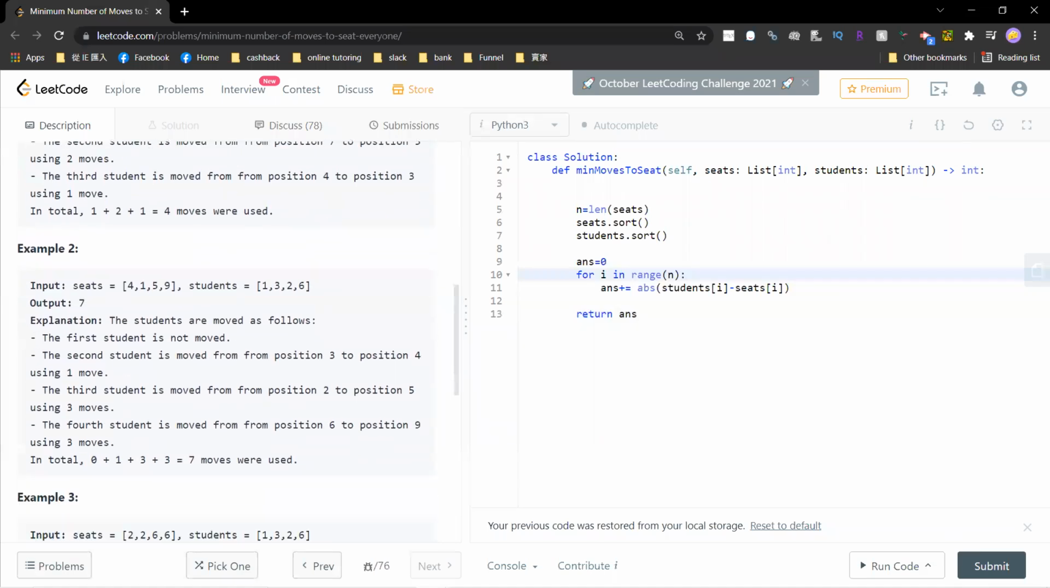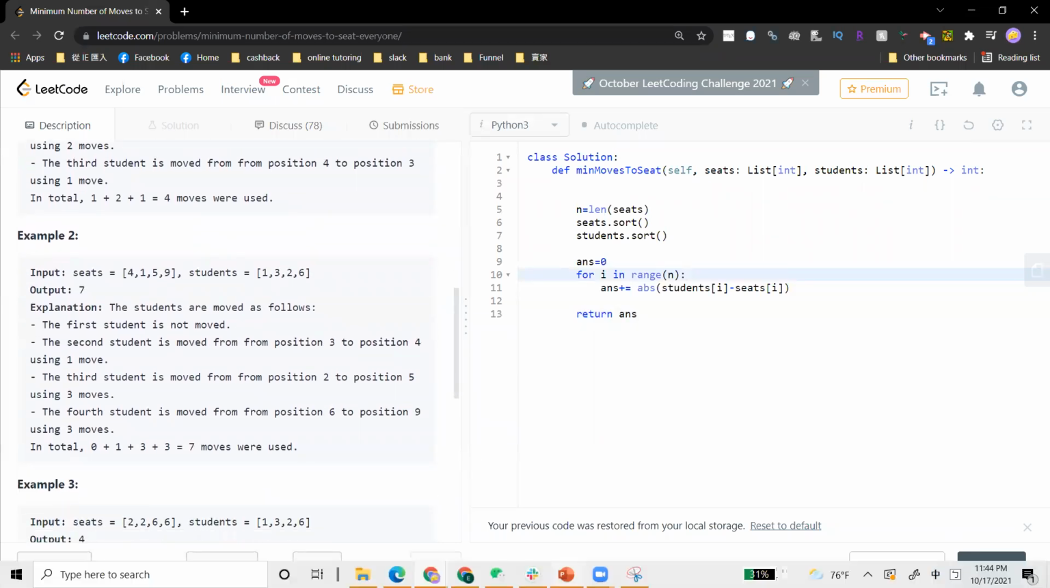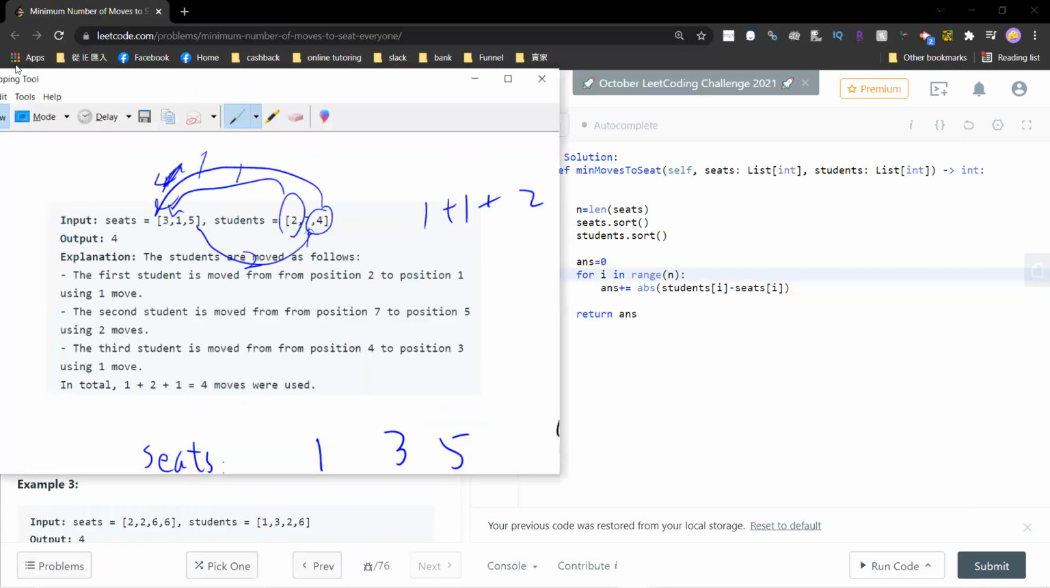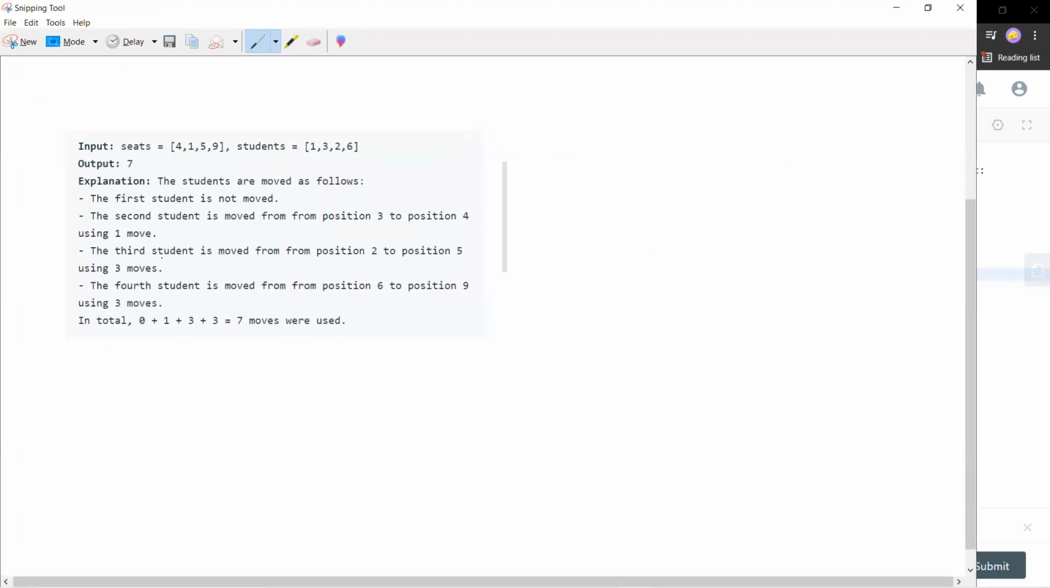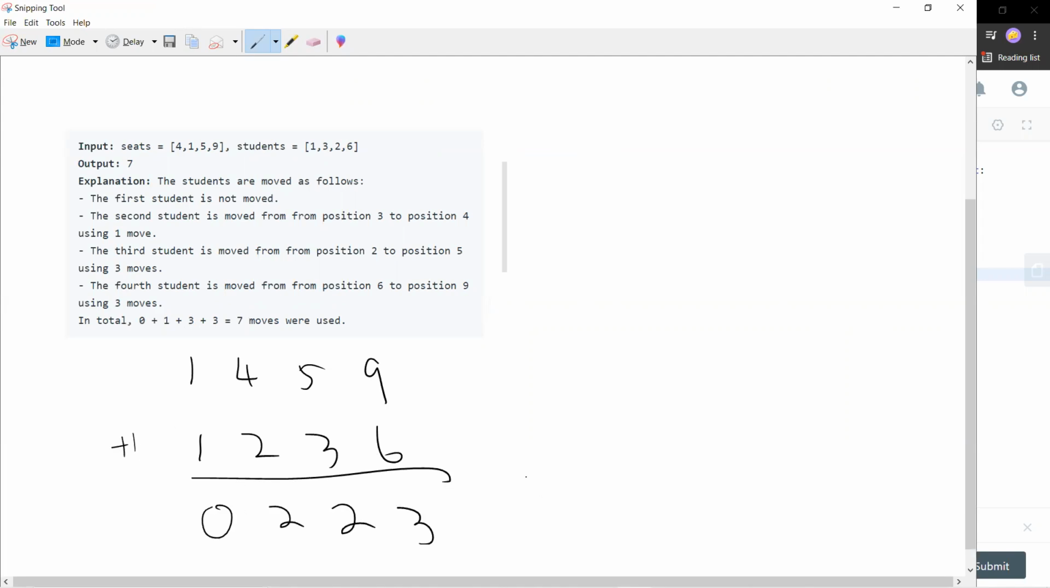Okay, so for example, let's quickly go through this example so that you will believe why I say it's true. You first sort the seats, you get 1, 4, 5, 9, and then you sort the students, you get 1, 2, 3, 6. So the differences are 0, 2, 2, 3. So the answer will be 7.